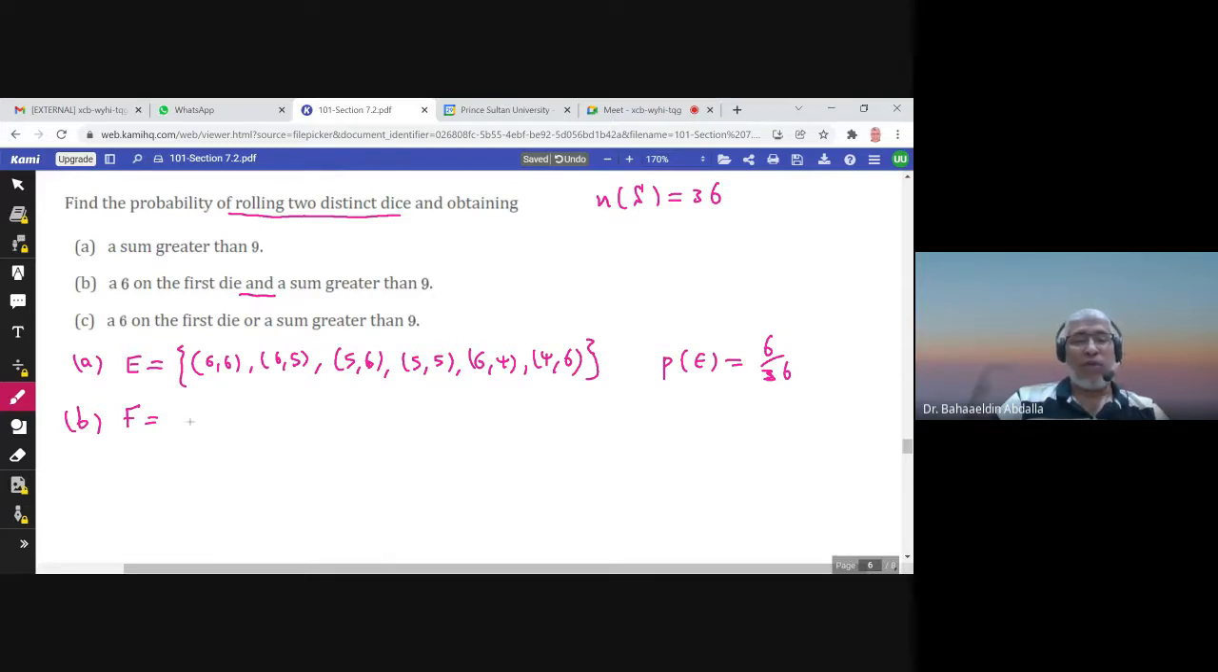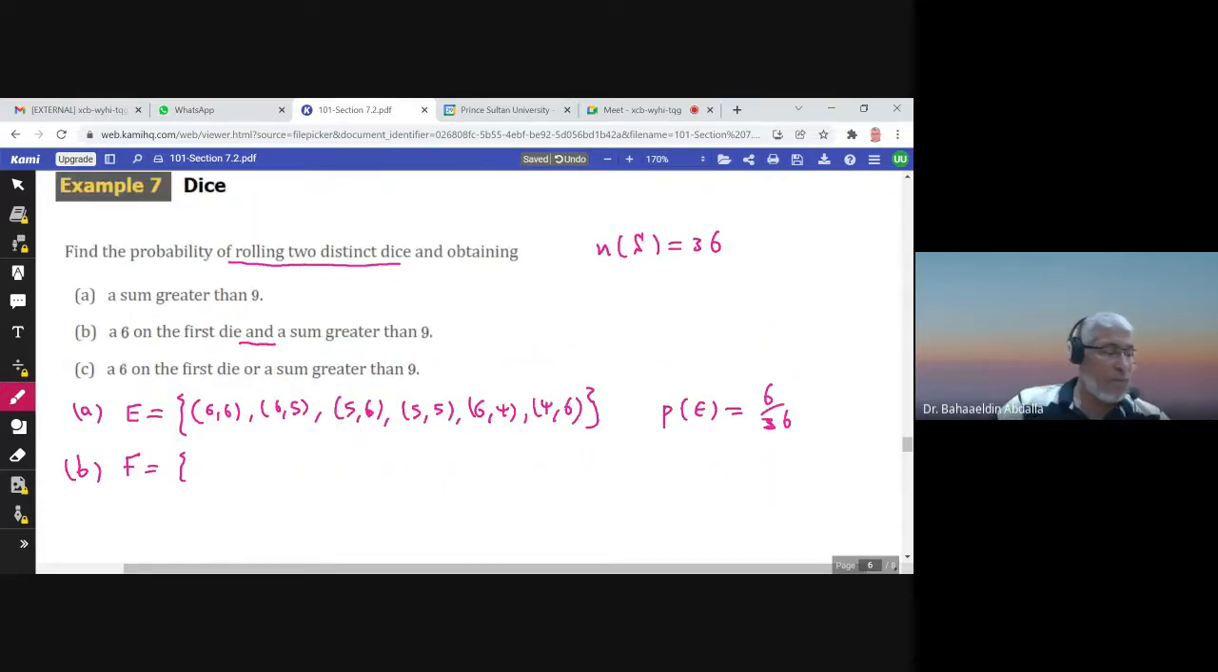So what would be, we need to choose 6 on the first die. Okay, we need to choose 6 on the first die. So 6, 6 is there, 6, 5 is there, and 6, 4 is there. So what is the characteristic here? Every outcome has 6 on the first die and the sum is greater than 9. So probability of F is 3 over 36.